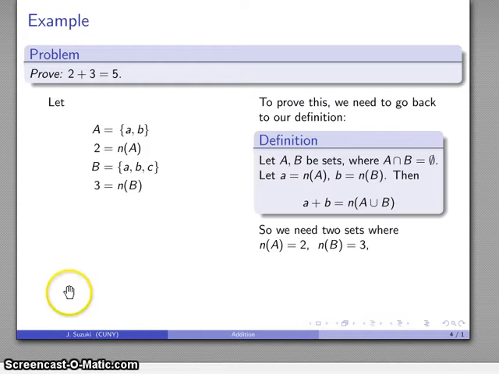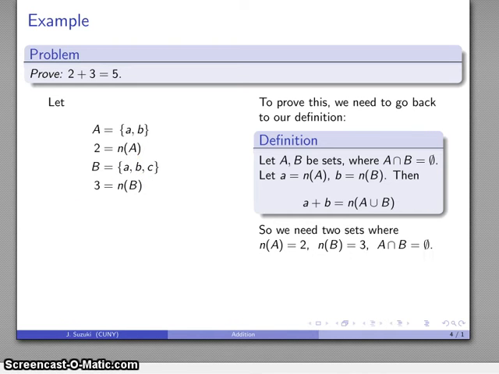I need another set where B, my second number, 3, is the cardinality of that set. So here's B, it's this set, and 3 is the cardinality of B. And again, because this is part of my definition, I don't have to say anything about this other than make sure that it's actually true.